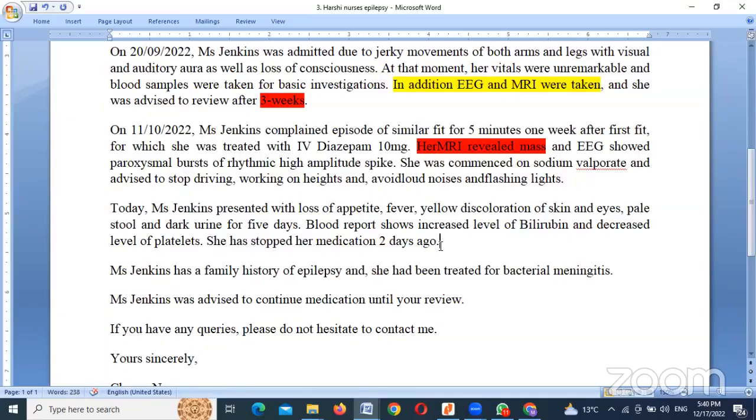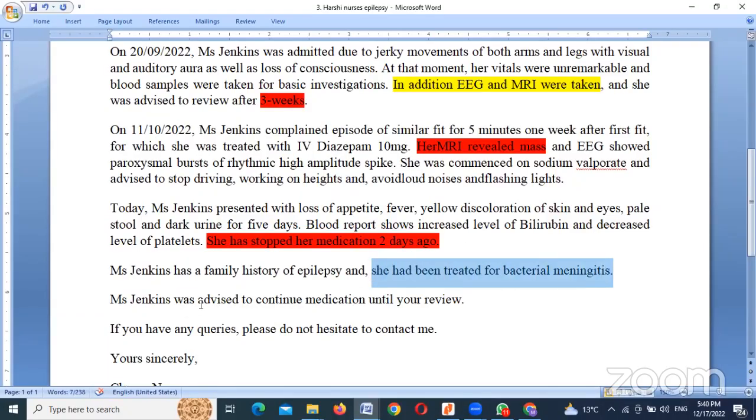She has started her medication 2 days ago. She has stopped, it's 2 days ago. It is wrong. This sentence is wrong. If she stopped 2 days ago, then don't use present tense. She stopped her medication 2 days ago. She has a family history of epilepsy, and she had been treated for bacterial meningitis. You can mention when she was treated. Continue her medication until your review. You can mention this here. But she stopped her medication 2 days ago, but I advised her to continue the medication till the review.